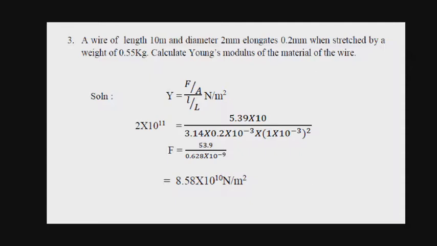The solution formula is Y is equal to F by A divided by L by L Newton per meter square. Y is equal to 2 into 10 to the power 11, which is equal to 5.39 into 10 divided by 3.14 into 0.2 into 10 to the power minus 3 into 1 into 10 to the power minus 3 whole square. So, rearranging the formula, F is equal to 53.9 divided by 0.628 into 10 to the power minus 9. Answer is 8.58 into 10 to the power 10 Newton per meter square.